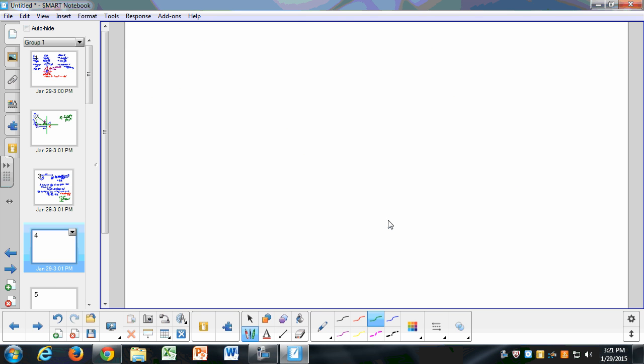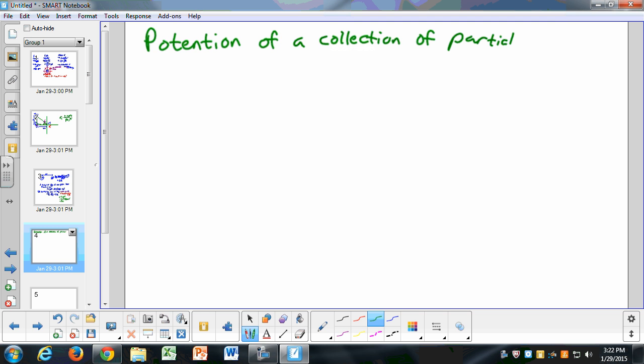All right, let's look at the potential of a collection of particles. This would be similar to finding the electric field like we did with the 2-particle system, but it's a heck of a lot easier. That should be potential, I'm sorry. It's a heck of a lot easier because electric potential is a scalar quantity, not a vector quantity. So when you add up potential, you just add it up like numbers, not like vectors.